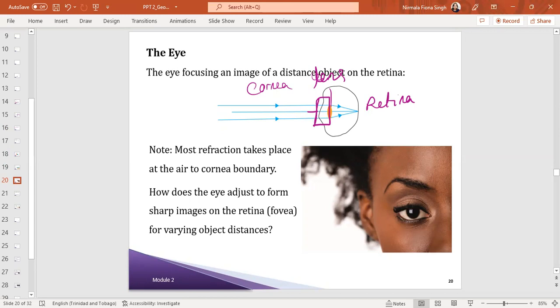Let's read. How does the eye adjust to form sharp images on the retina for varying object distances? So we know that we can look at something. If this is our eye, this is the side view of our eye.